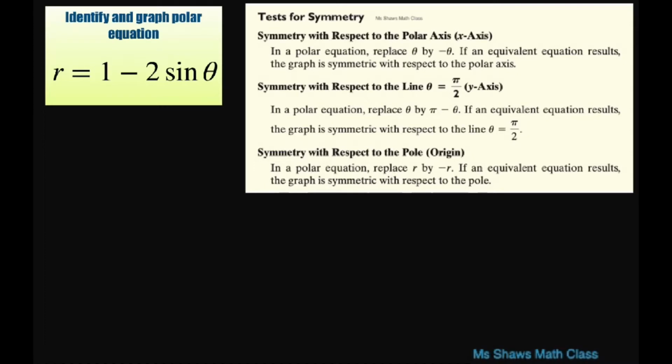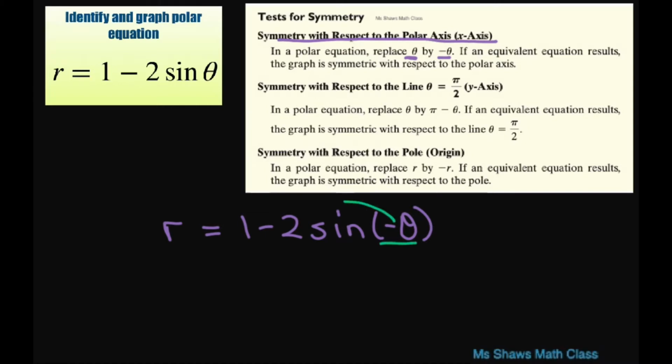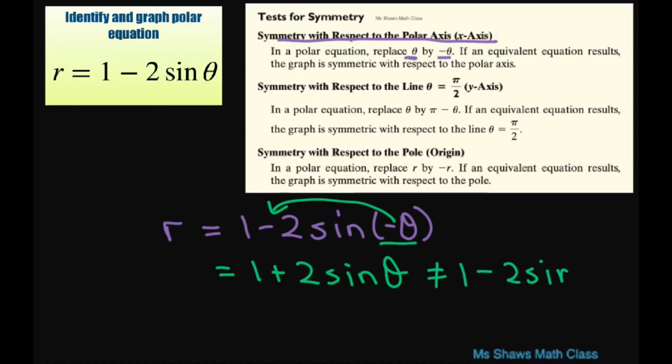We're going to check first for symmetry with respect to the polar axis by replacing theta with negative theta. So we're just going to write r equals 1 minus 2 sine of negative theta. Since sine is an odd function, this negative can be brought out, and we get 1 plus 2 sine of theta, which does not equal 1 minus 2 sine of theta. Since our equations aren't equivalent, this test fails. So it's not symmetric to the polar axis.